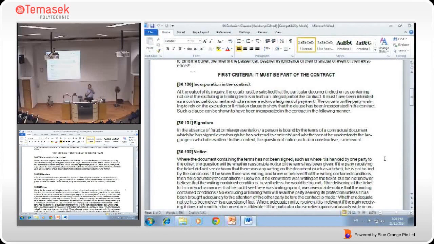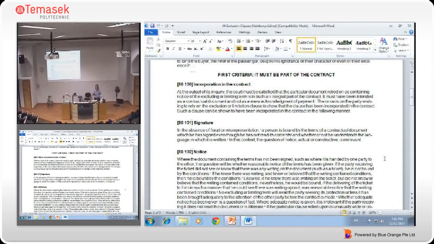So if I'm the person who committed a breach, caused damage, and I'm trying to say I'm not responsible, then I must prove all these three things. It's not for the other party to prove that it doesn't exist, you know what I mean? It's not for the other party to prove that the clause does not comply with the three criteria. It's for the person who is relying on the clause to prove that it does comply.